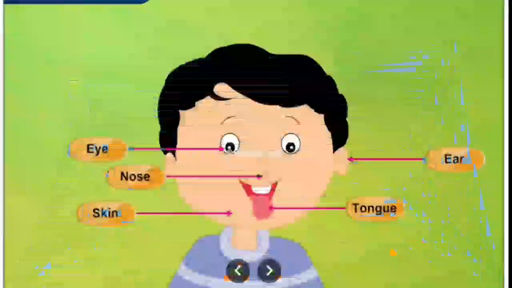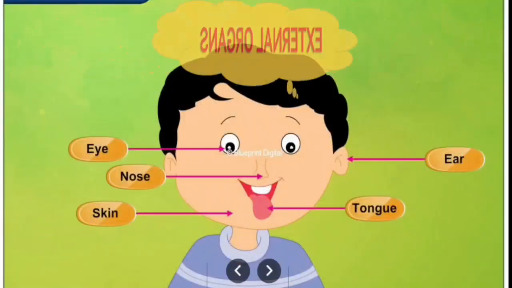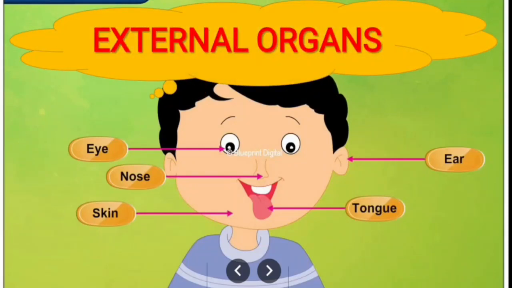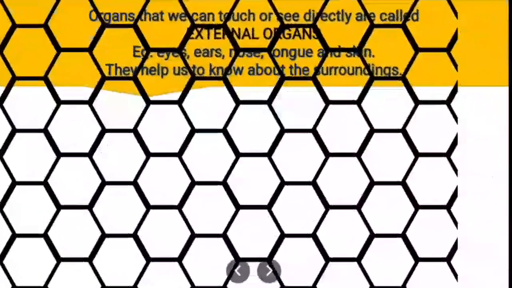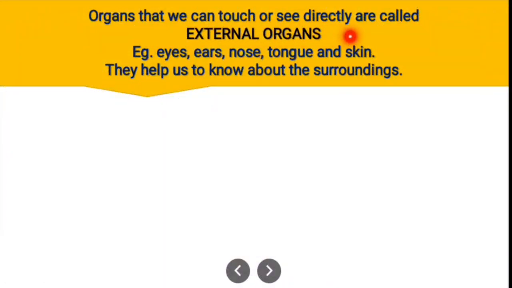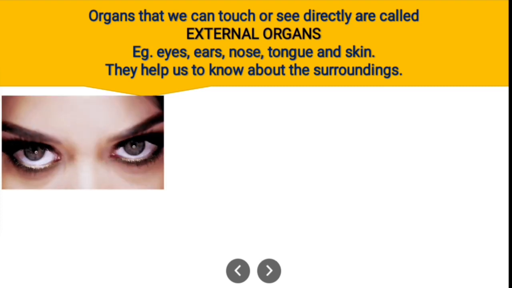The first one is external organs. You can see the external organs: eyes, nose, skin, tongue, ear. These are external organs. So what are external organs? The organs which we can see with our eyes. Organs that we can touch or see directly are called external organs. Example: eyes, ears, nose, tongue and skin. They help us to know about the surroundings.